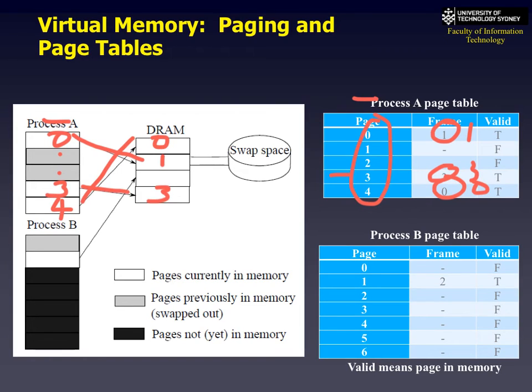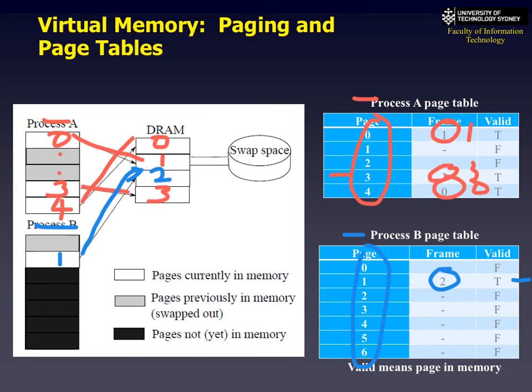Process B, that's got a lot more pages, but it requires 6 pages, but it's only got 1 in memory in frame 2. So process B, its second frame, page goes into frame 2, which is probably around 8K to 12K in memory. Right? So both processes are running and they're accessing the RAM.